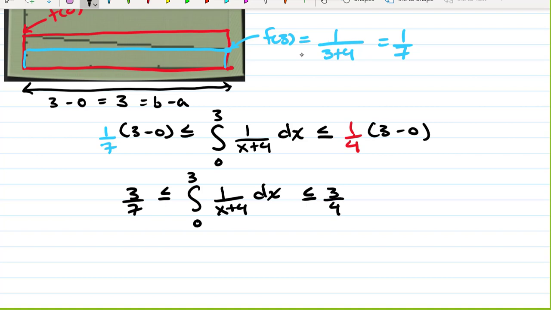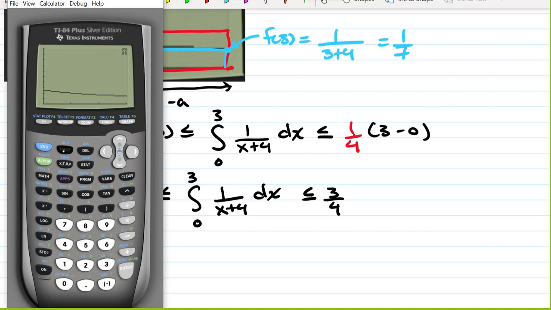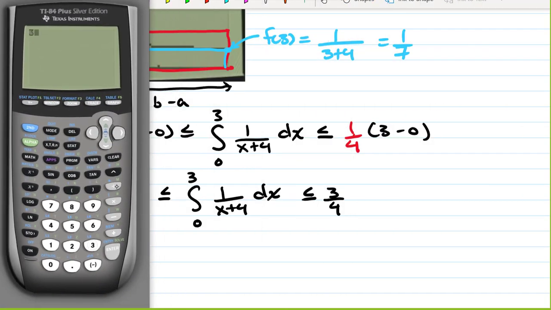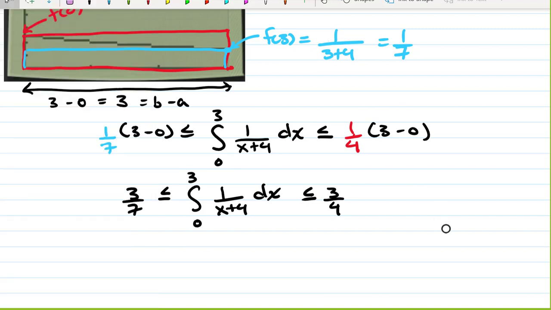So then, if we check those, 3 divided by 7 gives us 0.42, and 3 divided by 4 gives us 0.75. So those aren't very tight estimates, as we saw from the picture that we made. All we know then is that the area is somewhere in between 0.42857 and 0.75, or more precisely, that it's somewhere in between 3/7 and 3/4.